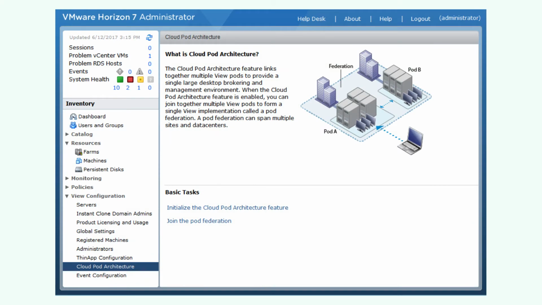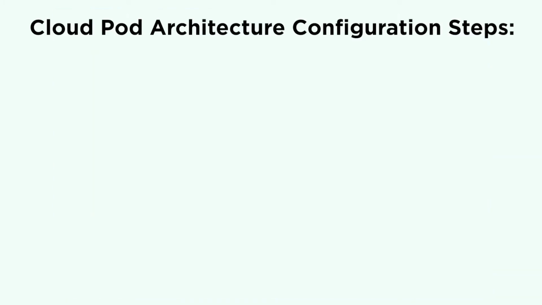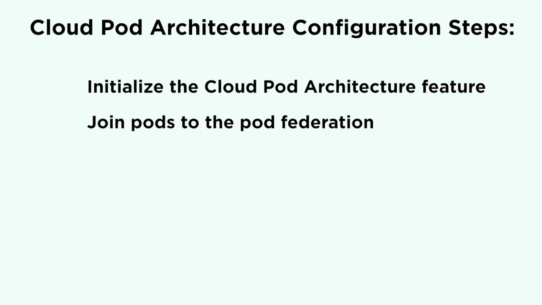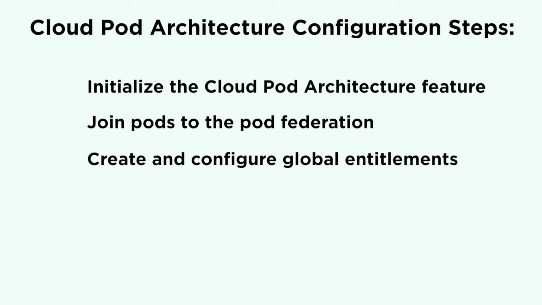In this video, you'll learn how to use Horizon 7 Administrator to configure a simple cloud pod architecture environment. Setting up a simple cloud pod architecture environment involves three basic steps: initialize the cloud pod architecture feature, join pods to the pod federation, and create and configure global entitlements.